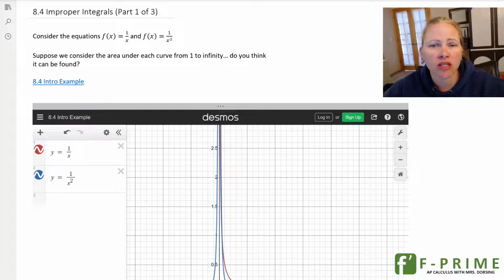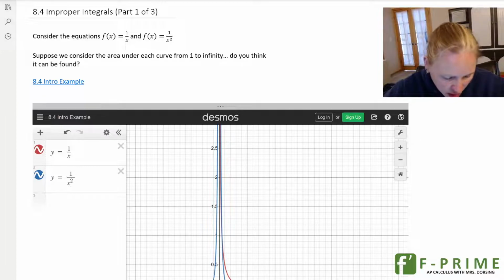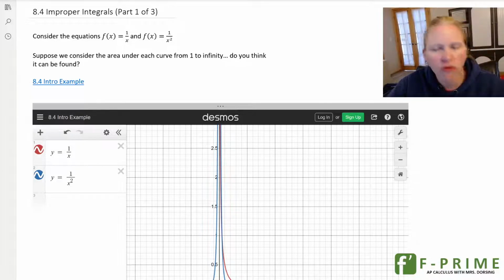Today we're going to introduce the concept of what we call an improper integral. And to understand what that is, let's take a look at a graph. Now, we know that if we're looking at a graph of a function, to find the area underneath, we would simply integrate from point A to point B.